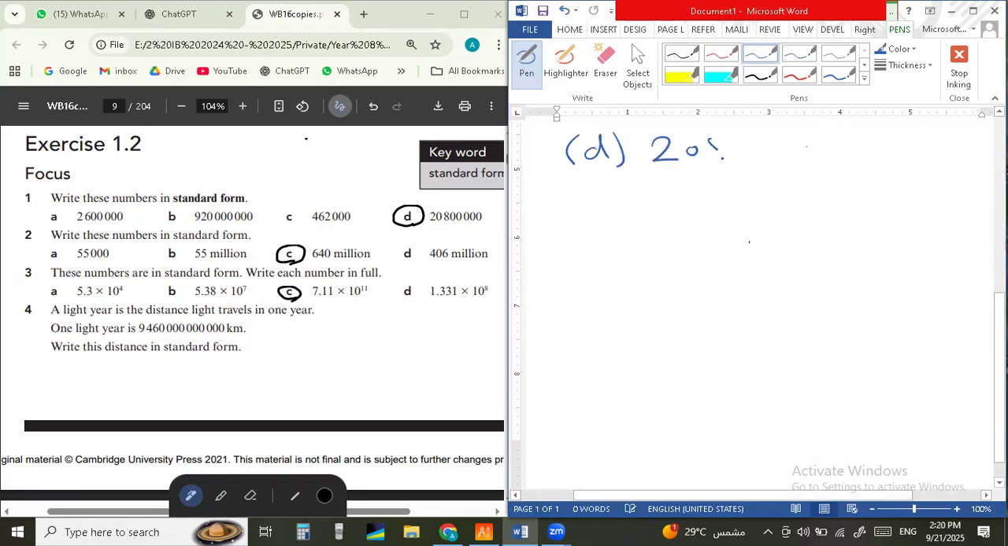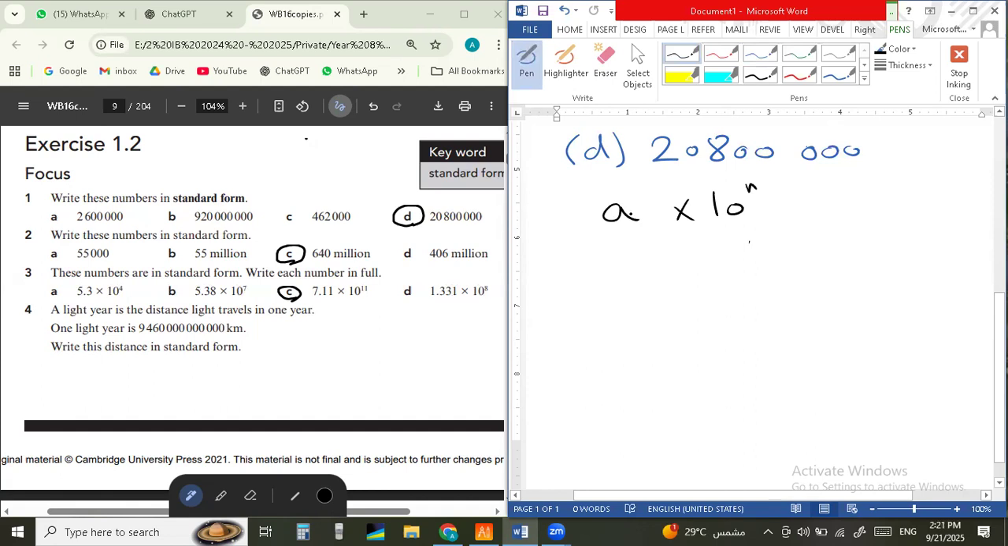It is 20,800,000. And then you need us to write this in the standard form. Okay, let's remember and remind each other what is the standard form. Standard form to be written, I need this number to be between 1 and 10. So it must be a times 10 to the power of n, where a is any number, but it's between 1 and 10. And n is an integer. It can be negative, it can be positive. It doesn't matter. The most important thing is that it is a whole number.